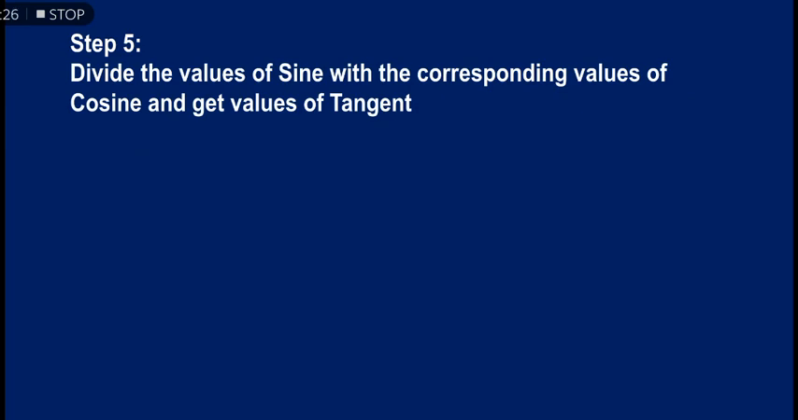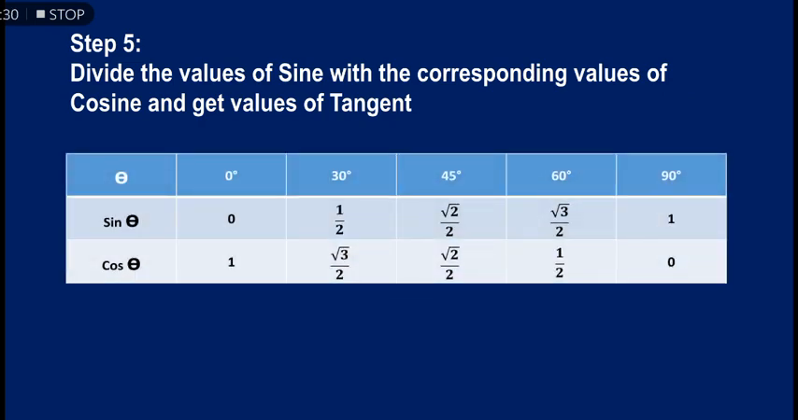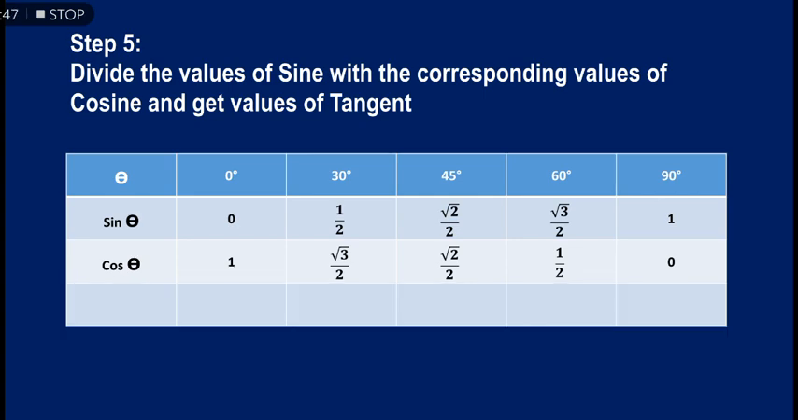Divide the values of sine with the corresponding values of cosine and get values of tangent. Here is the table that we have made already. In the first row, we have enlisted all the angles. In the second row, there are values of sine, and in the third row, there are values of cosine of these angles. Add one more row. Write tan theta in the first cell, and then enlist all the values that we get by dividing the values of sine with the values of cosine.